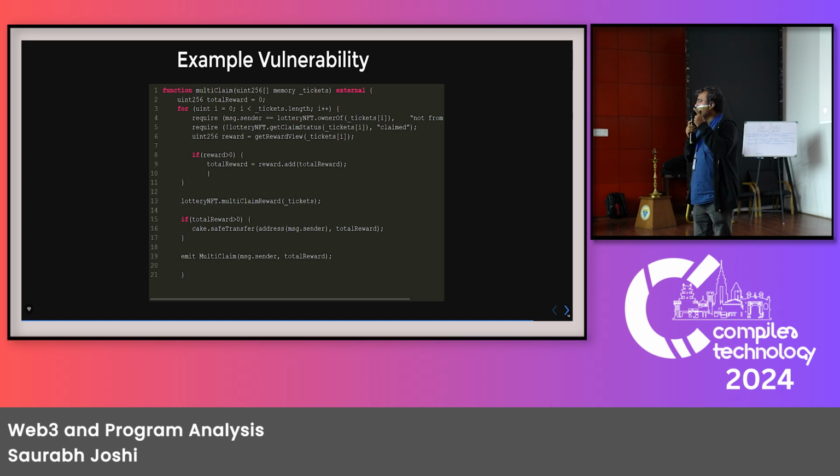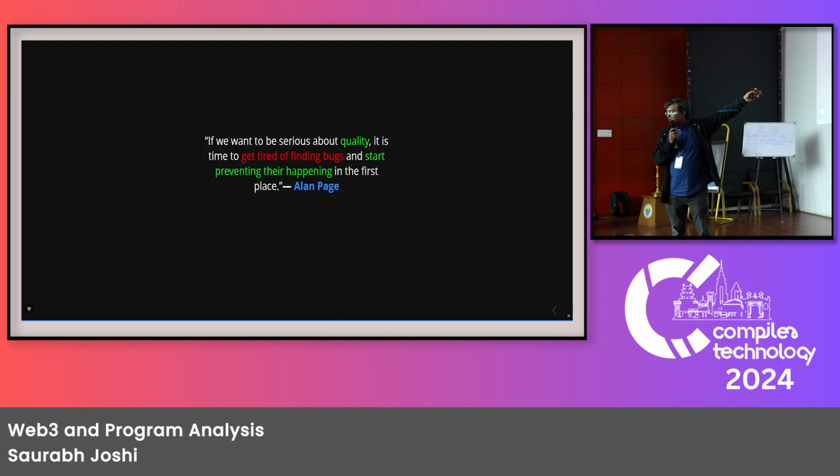So that means that if I have one winning ticket, I can make multiple copies, multiply my reward, and just be happy, right? And this is just one example. There are a lot of such subtle bugs out there, for which more and more investment should be made in rigorous analysis of programs.